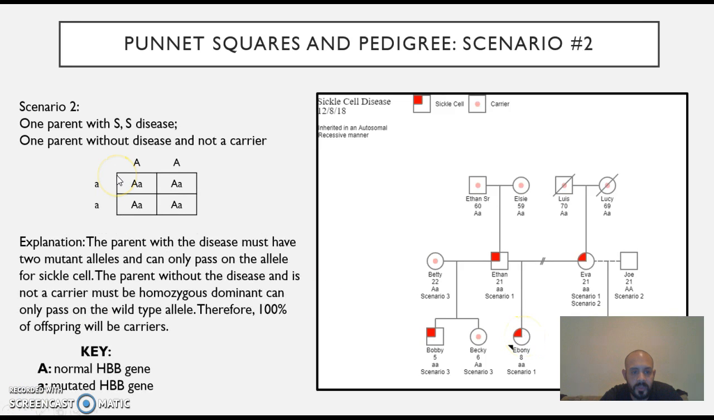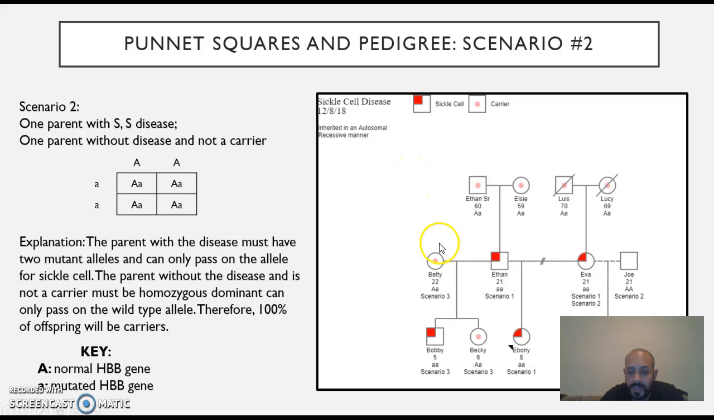In the second scenario, we have one parent who has sickle cell disease with 2 lowercase a's and one parent who is healthy, who is not a carrier, and they're indicated with 2 uppercase A's. And we see here that there is a 100% chance that the child is going to be healthy. They do not have sickle cell. And that's because there's a 100% chance they only inherit 1 mutant allele.